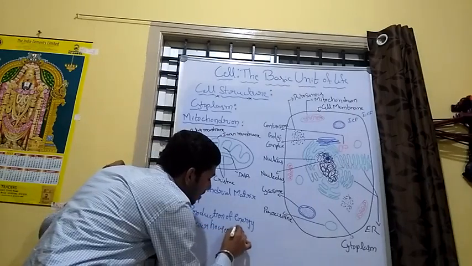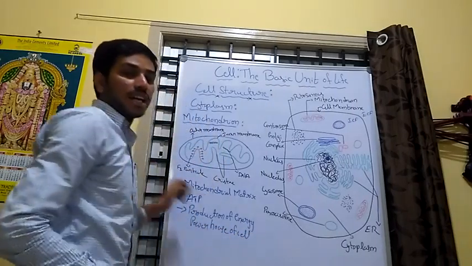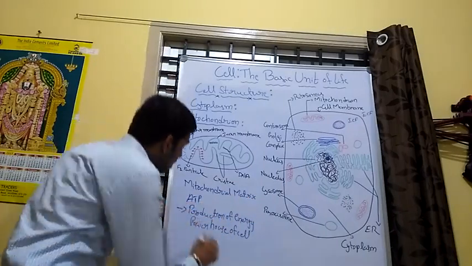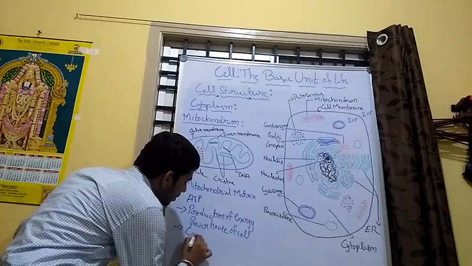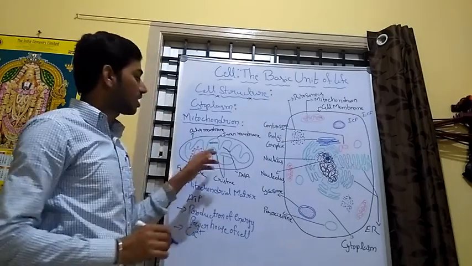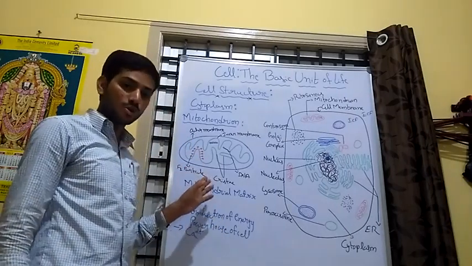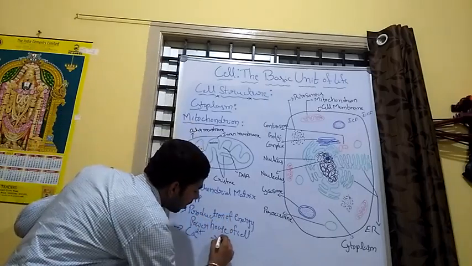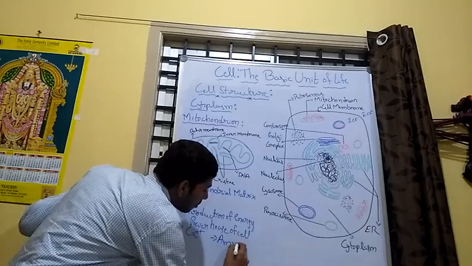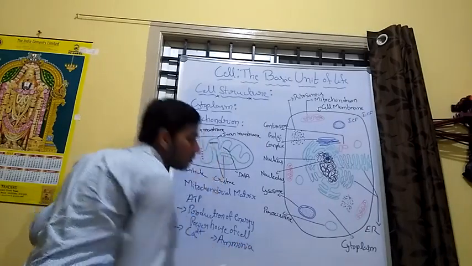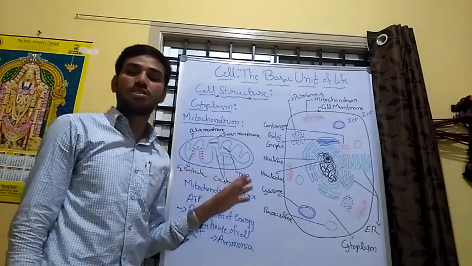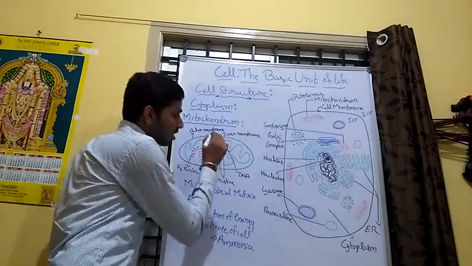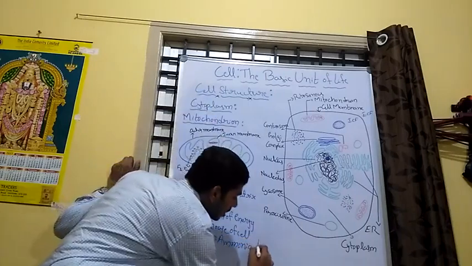The mitochondria is the powerhouse of the cell, producing energy in the form of ATP. The mitochondria is also helpful in the storage of calcium and in the detoxification of ammonia, which happens in the liver cells only.